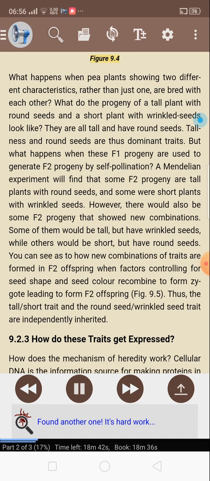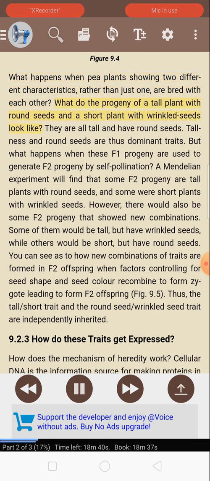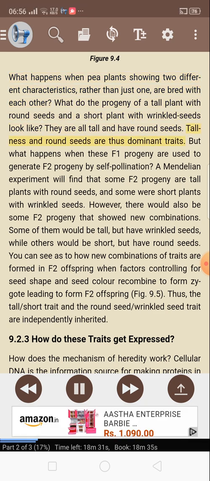Figure 9.4. What happens when pea plants showing two different characteristics rather than just one are bred with each other? What do the progeny of a tall plant with round seeds and a short plant with wrinkled seeds look like? They are all tall and have round seeds. Tallness and round seeds are thus dominant traits.